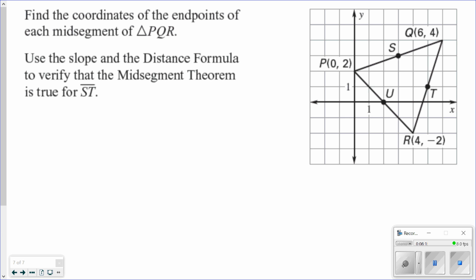All right, so we know that midsegments are created by finding the midpoint. So the first part of this is asking us to find the coordinates of the endpoints of each midsegment, which means we need to find the midpoints of each line. So S would be the midpoint of PQ. So what's the coordinate of S? It is 3, 3.